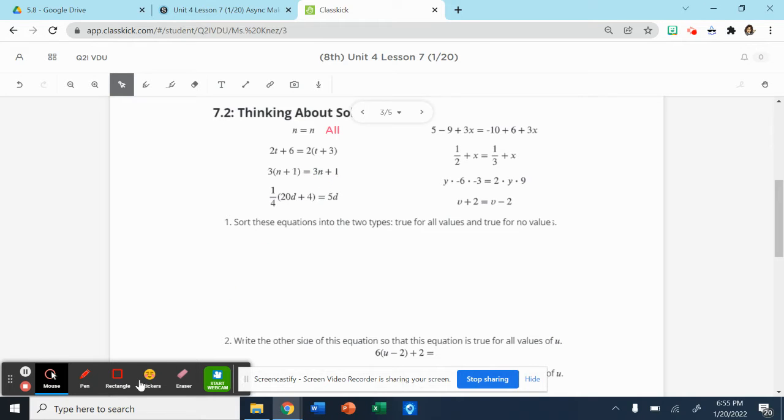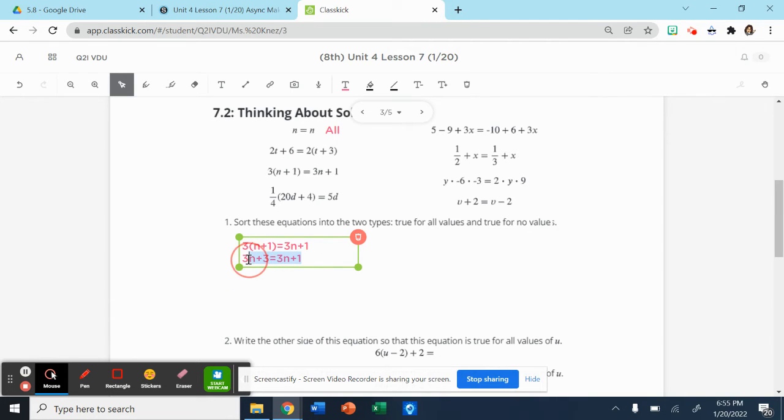Now, in contrast, if I look at an equation like 3(n + 1) = 3n + 1, I know that this equation is never true. Here's the reason why. 3(n + 1) is equal to 3n + 1. If I distribute my 3, 3n + 3 = 3n + 1, I know that I can't pick any number to be n that will make this equation true.